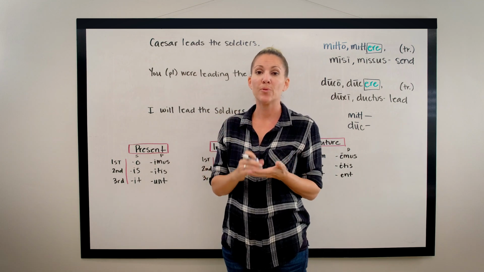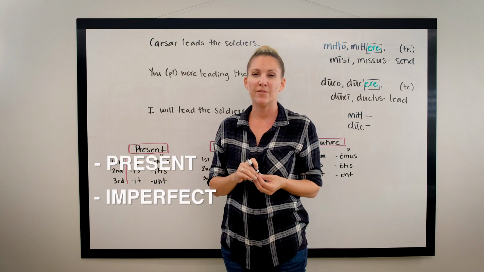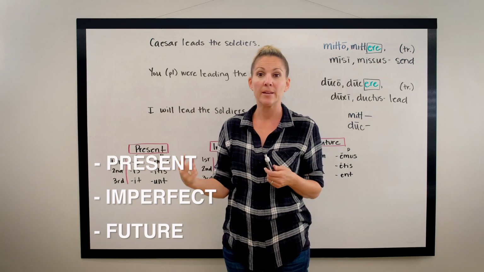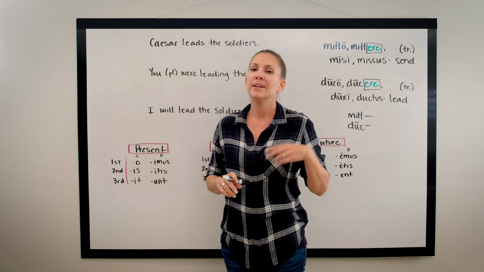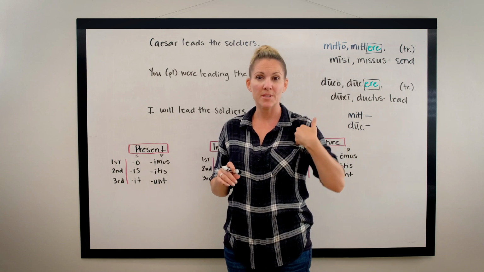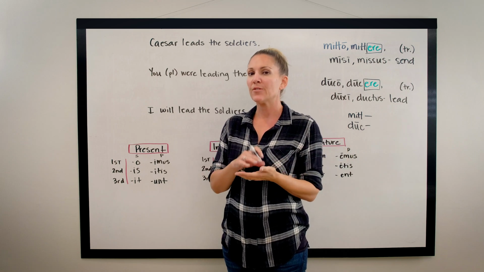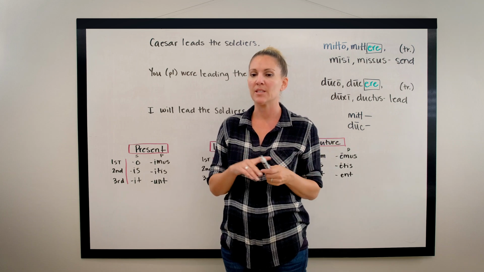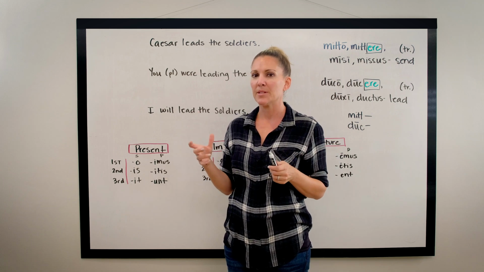Let's talk for a minute about the verb tenses we already know. So we've looked at the present, the imperfect, and the future indicative active. And remember that indicative just means I'm making a statement or asking a question. Active means that the subject is performing the action versus receiving the action. So let's look for a second at the present, and then we'll look at the imperfect and the future tense, and we'll see some similarities, we'll see some differences.